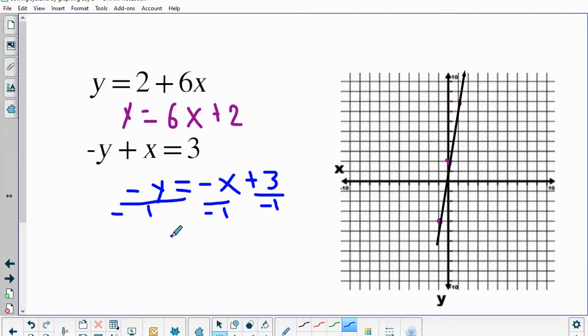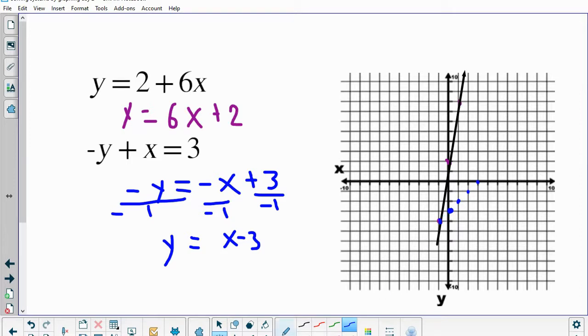And then when we do that, we end up with y equals x minus 3. So let's graph that one. We go down to -3 on the y-axis, and the slope is up 1 over 1, up 1 over 1, up 1 over 1. And just for fun, I'm going to do down 1 and back 1.